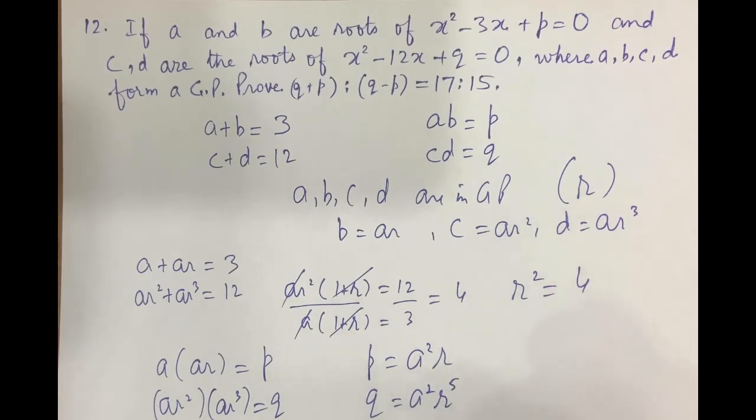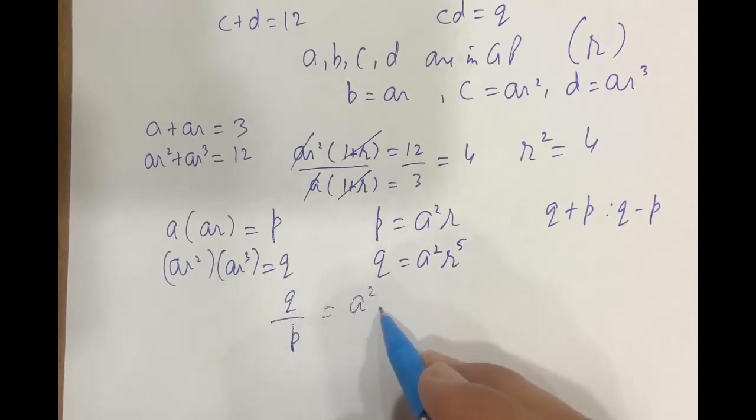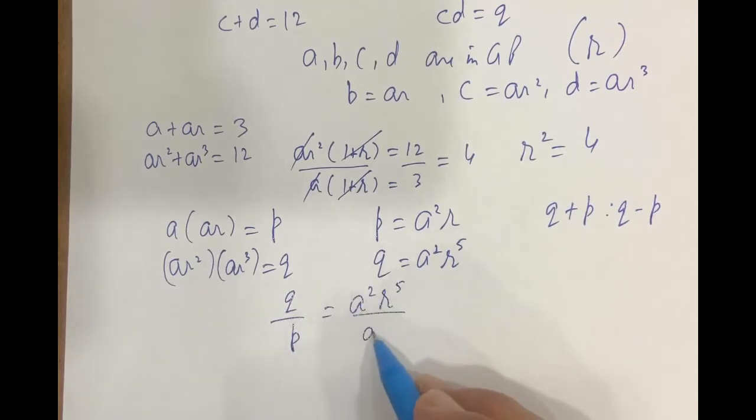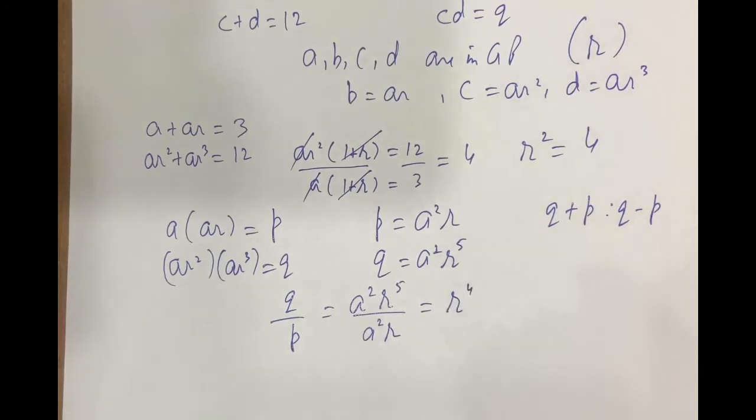We have to find this ratio, (q plus p) is to (q minus p). We can find out first of all q upon p, that's a square r raised to 5 upon a square into r. This is r raised to 4. r square is 4, so r raised to 4 will be 16.